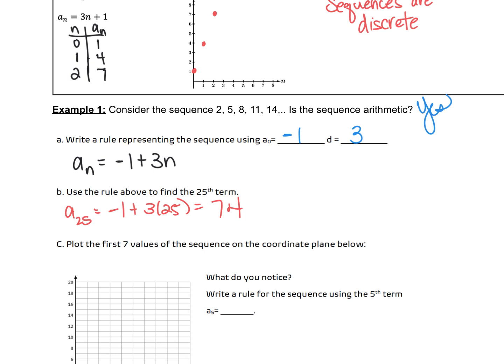I'm confused where you got the -1. Because I did the common difference going the other way to find the 0th term. So if I add 3 going forward, I subtract 3 going backwards. Okay?